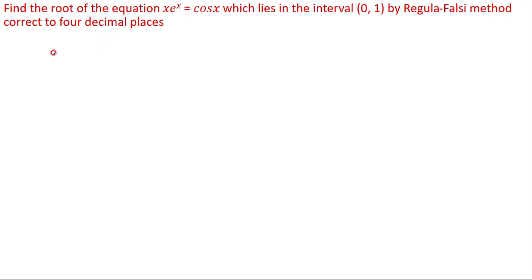Hello students, in this video we'll discuss a problem on the regula falsi iterative formula. Here we have to find the root of the equation x e raised to x is equal to cos of x. To find the root of the equation, first we should write it as f of x is equal to 0. So take cos x to the left hand side: x e raised to x minus cos of x is equal to 0. That means the function f of x is x e raised to x minus cos of x.